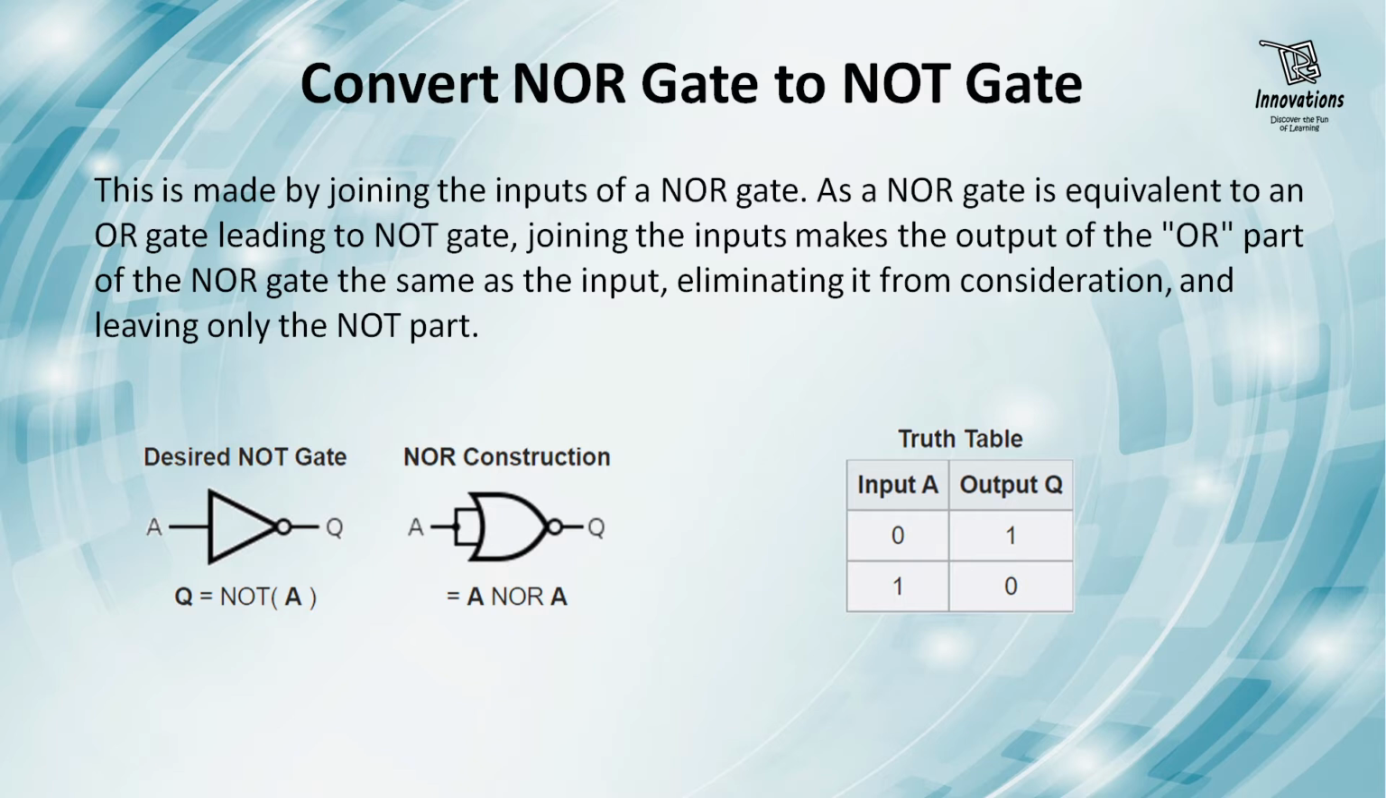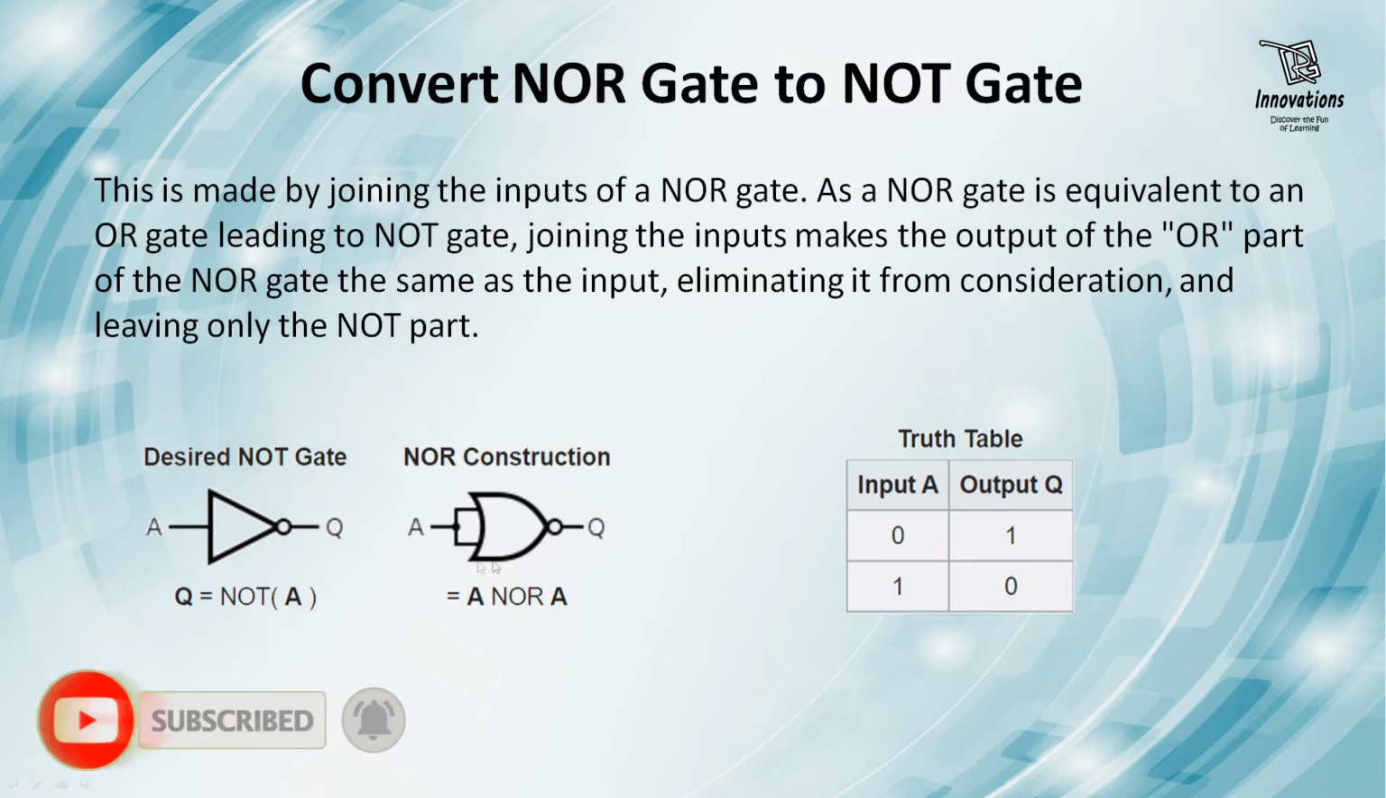As a NOR gate is equivalent to an OR gate leading to a NOT gate, joining the inputs makes the output of the OR part of the NOR gate the same as the input, eliminating it from consideration and leaving only the NOT part. We can see in the diagram, this is the desired NOT gate where A is input, Q is output and Q equals NOT A.